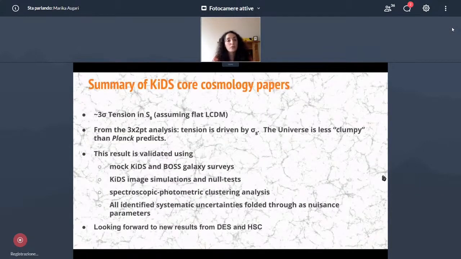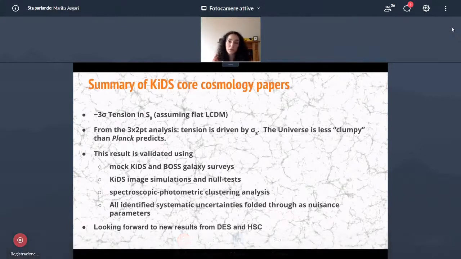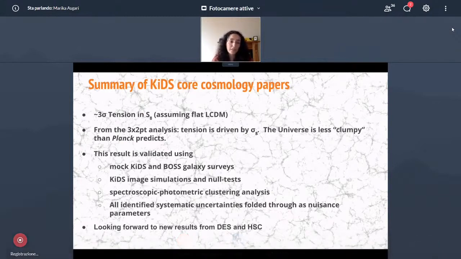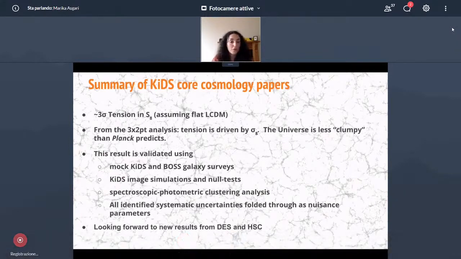All right, so I will summarize here. We see a 3 sigma tension in S8, assuming a flat lambda CDM model. From our combined probe analysis, called 3x2pt because there are three 2-point correlations that we use, we see that the tension is driven by sigma 8, which means that the universe is less clumpy than Planck predicts. And these results are validated using mock KiDS and BOSS galaxy surveys, KiDS image simulations and null tests, spectroscopic photometric clustering analysis, and all identified systematic uncertainties folded through as nuisance parameters.